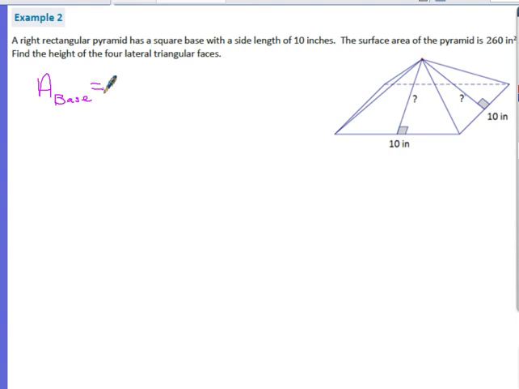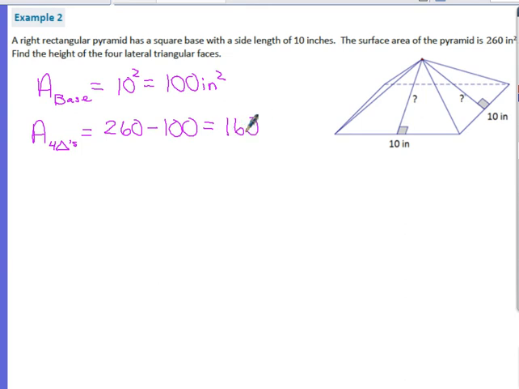Now that base is a square, so essentially that's going to be 10 squared, or 10 times 10, which is 100. And this is in inches, so we'll say it's inches squared. Then I also want to know the area of the 4 triangles. Now, what I do know is I don't know the height, so I can't actually calculate the area of the triangles yet. And that's actually what I'm trying to find, is the height. So instead, let's take what we know is that if we have the surface area, we can isolate the area of all 4 of the triangles by subtracting out the base. So the area of the 4 triangles is equal to the total surface area, take away the base, leaving us with 160 inches squared.